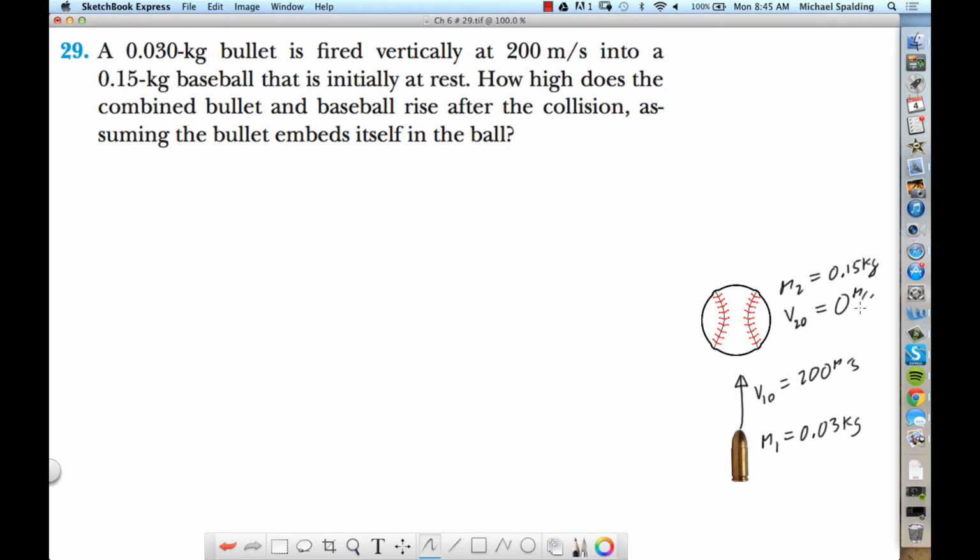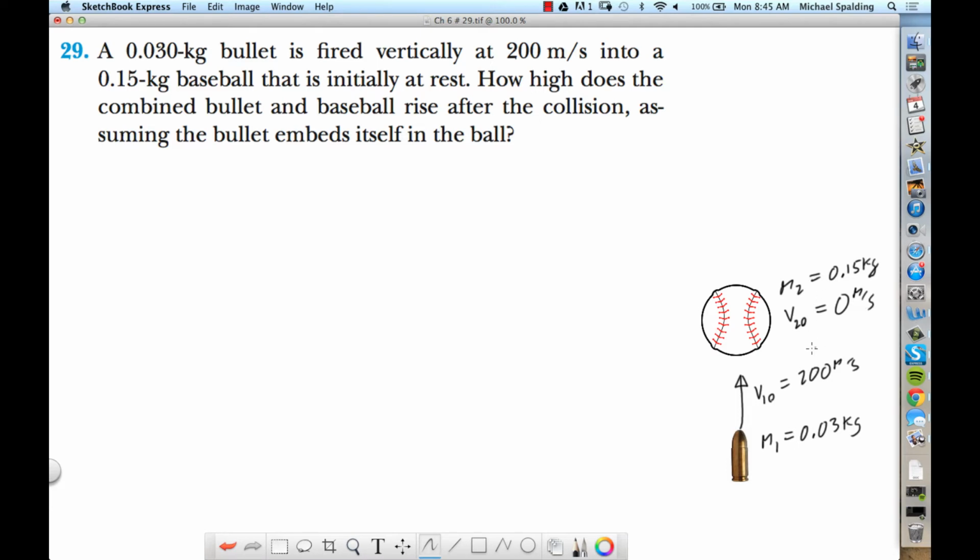Whenever you see a collision, what can you apply to the collision? Conservation of momentum. Does it matter if it's elastic or inelastic for applying conservation of momentum? It doesn't matter. Momentum is always conserved. By the way, is this collision elastic or inelastic? They don't tell us in the problem. Inelastic, right?